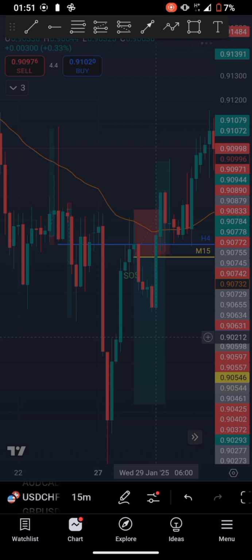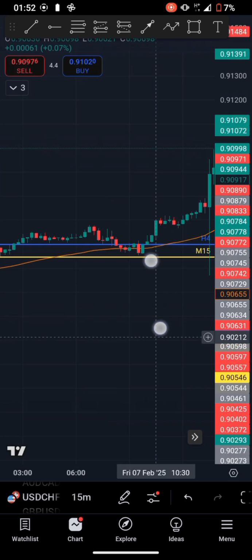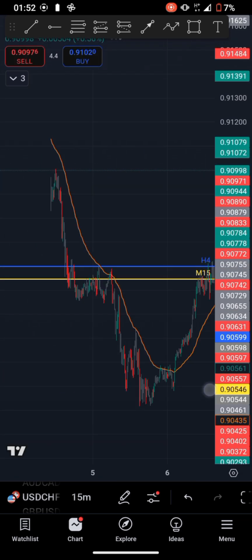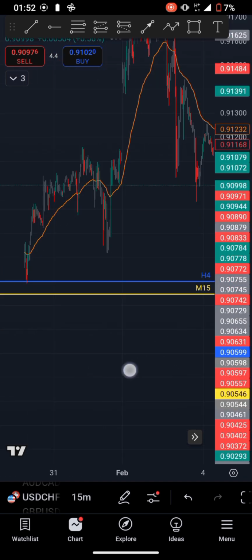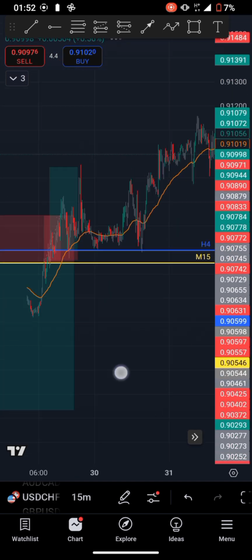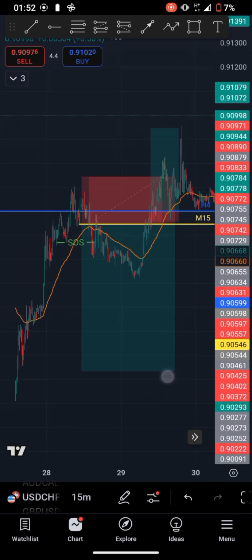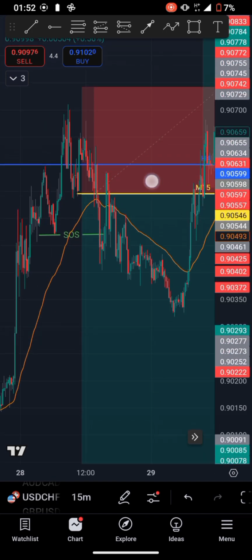Head to the 15 minutes time frame and we'll wait for our shift of structure. No shift of structure, no trade. Even though price is bearish on the 4-hour time frame, we still need our shift of structure to give us that extra confluence, telling us that sellers are gaining weight so we can enter the trade with more confidence.